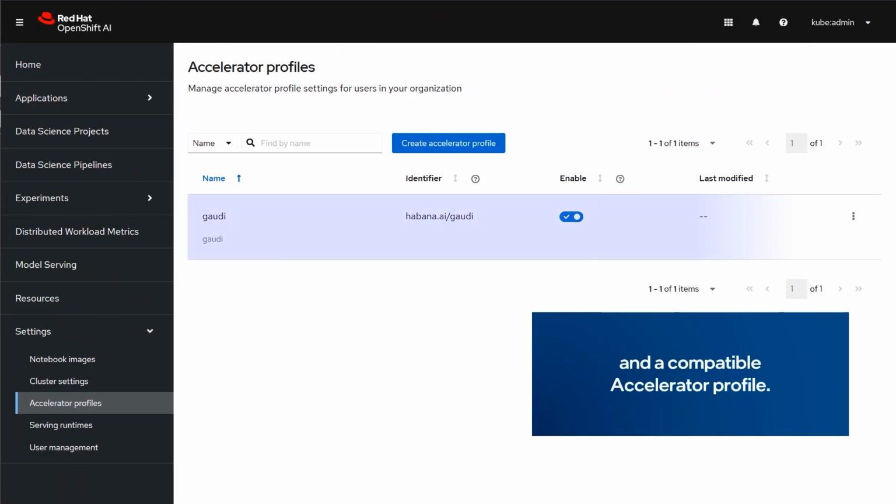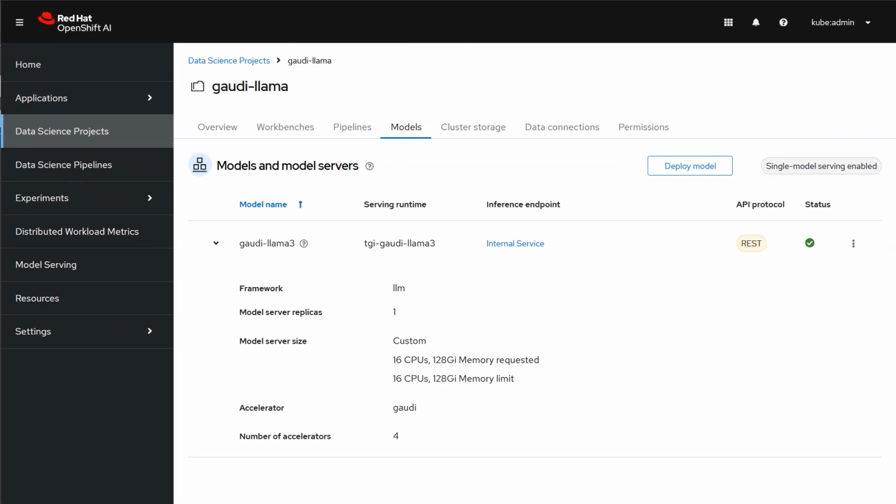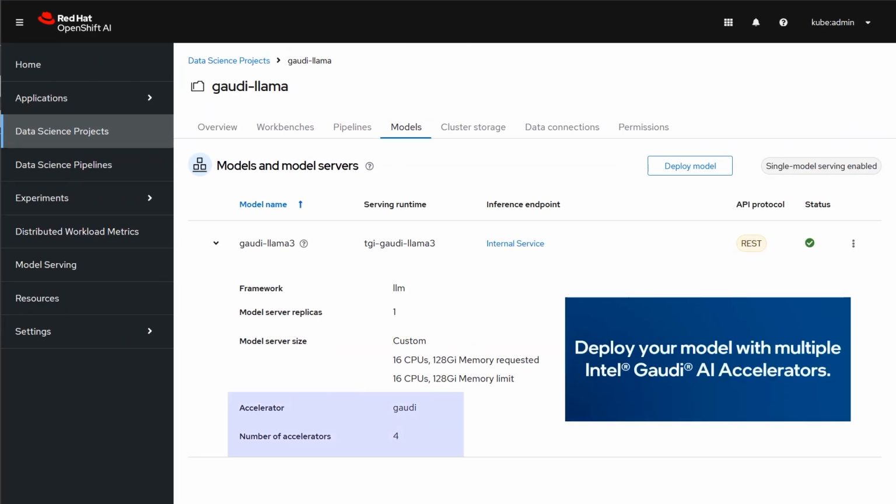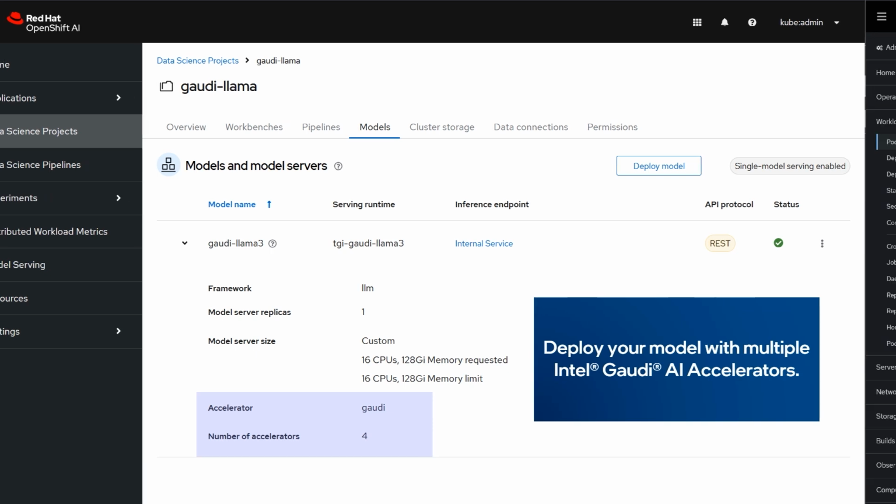An accelerator profile for Intel Gaudi is added, allowing you to choose from 1 to 8 Gaudi units when serving a model. These profiles optimize and manage AI workload deployment on hardware accelerators. In my data science projects, I'm serving a Llama 3.1 model using 4 Intel Gaudi AI accelerators with the TGI Gaudi runtime. The model is already deployed and ready for use.